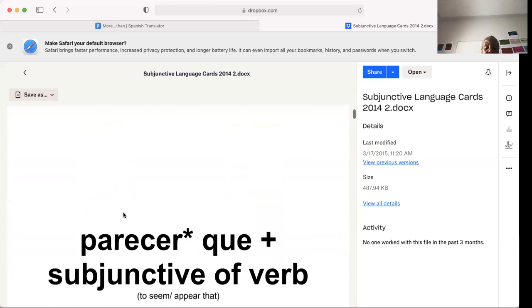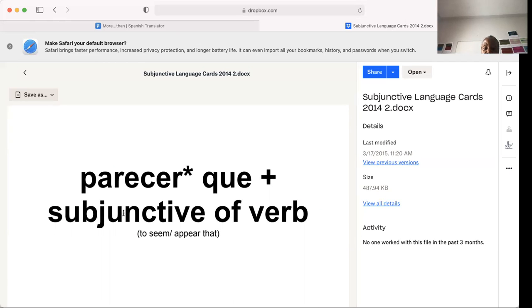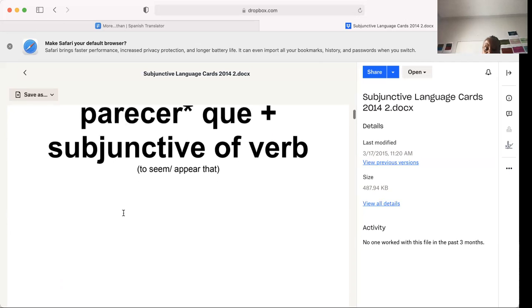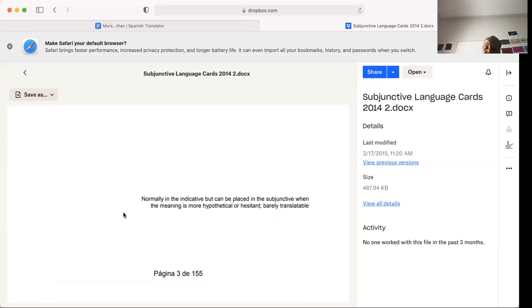Okay, another verb that falls into that category is parecer que, plus the subjunctive of the verb, which means to seem or to appear that. Once again, normally in the indicative, but can be placed in the subjunctive when the meaning is more hypothetical or hesitant. And barely translatable, because you changed the structure in Spanish. The only way I can do that in English, I have to do a lot more explaining.